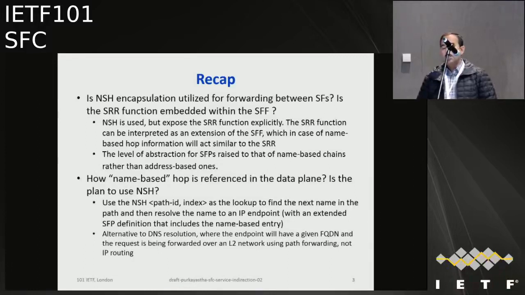Another question was how a name-based hop is referenced in the data plane. To elaborate on that, we can use the NSH path ID and the index as the lookup to find the next name in the path, and then resolve the name to an IP endpoint.